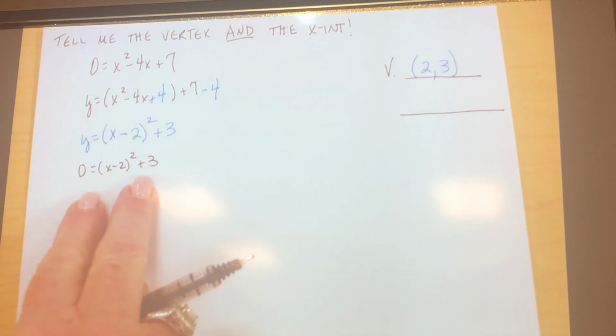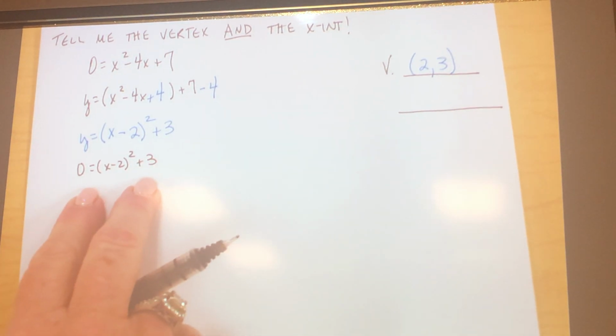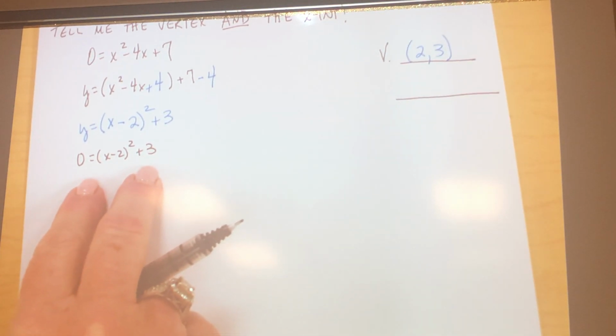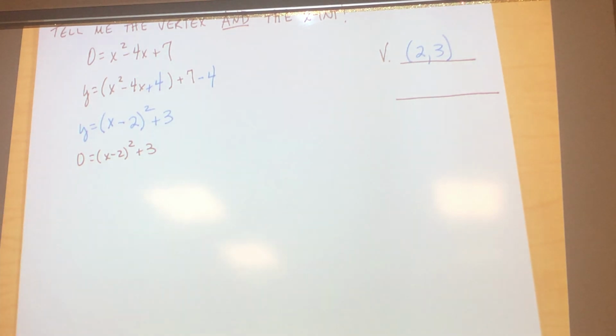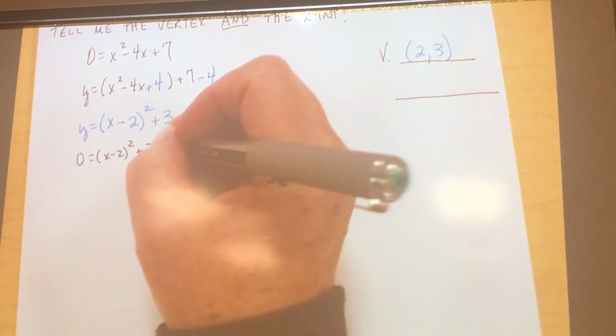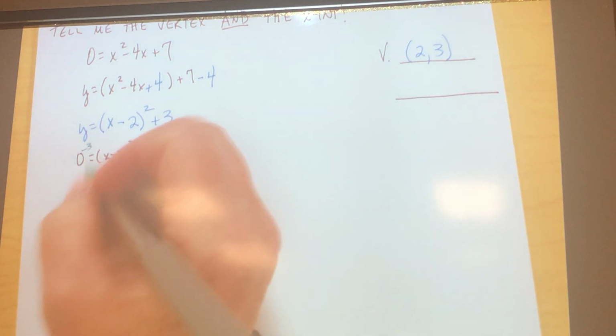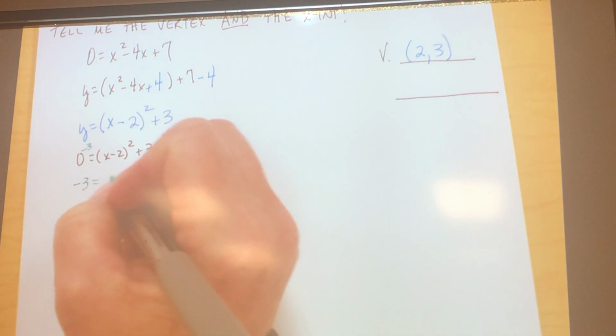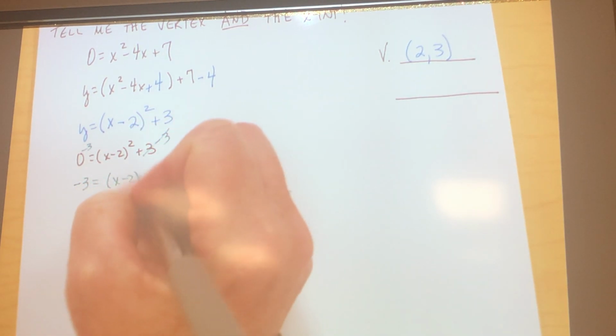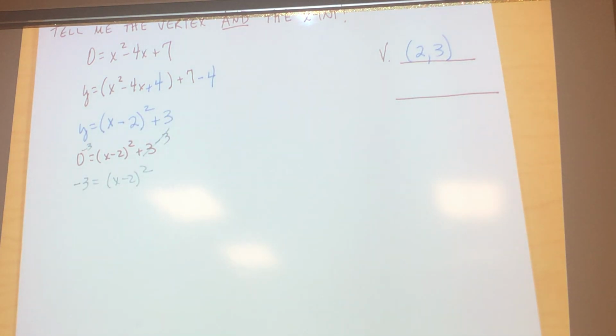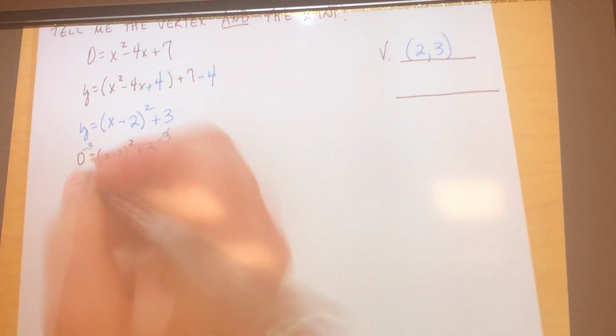Should you be able to do this problem right here? You've already had a test on this. Do you see how easy I just made it? So what do I do now? Subtract that 3 from both sides. You have to get what's squared all by itself. 0 minus 3, negative 3, is equal to x minus 2 quantity squared. Now what do I do? Square root.